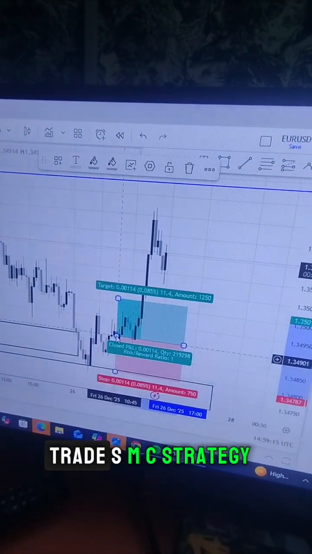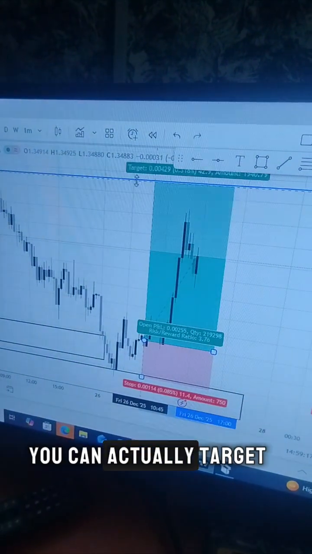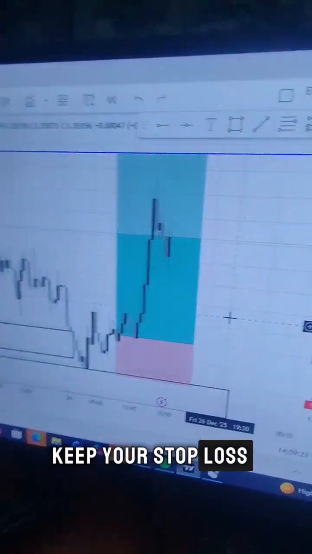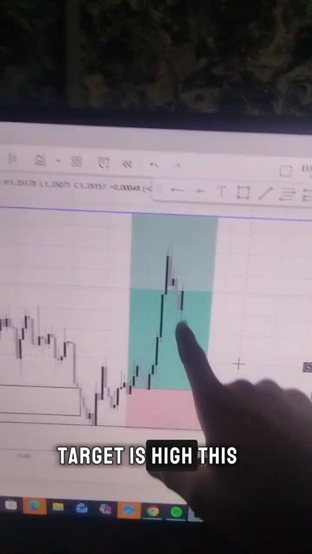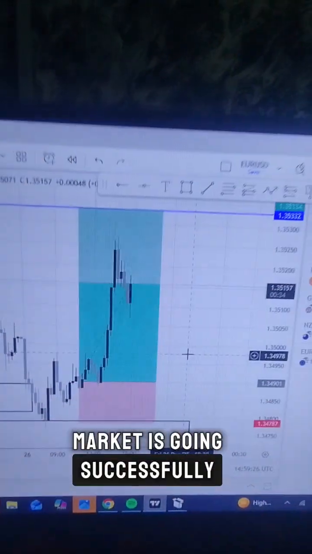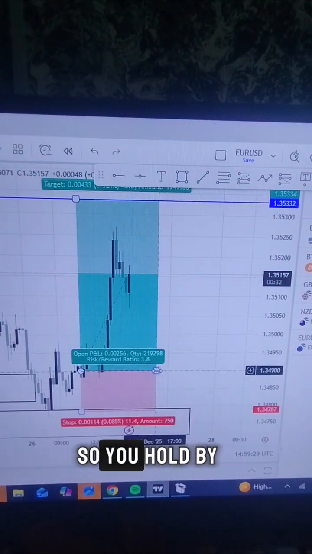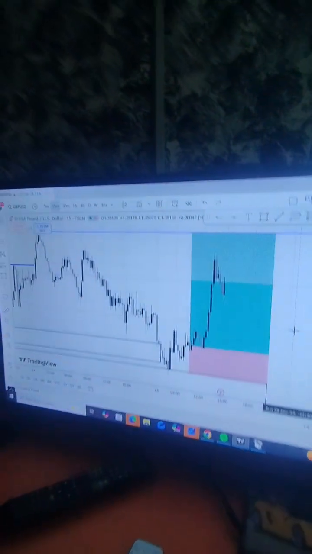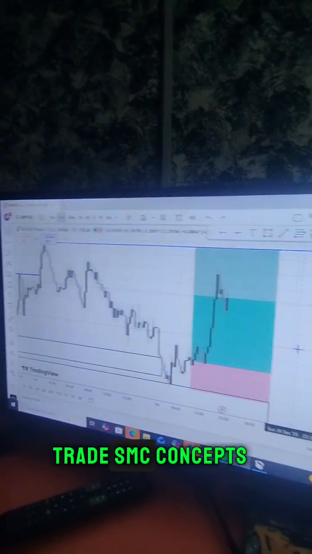This is how to trade the SMC strategy. You can target this high here. You keep your stop loss below here and target this high. This market is going successfully, it's moving very well, so you hold the buy till it gets to this high. That is how to trade smart money. That is how to trade SMC concepts.